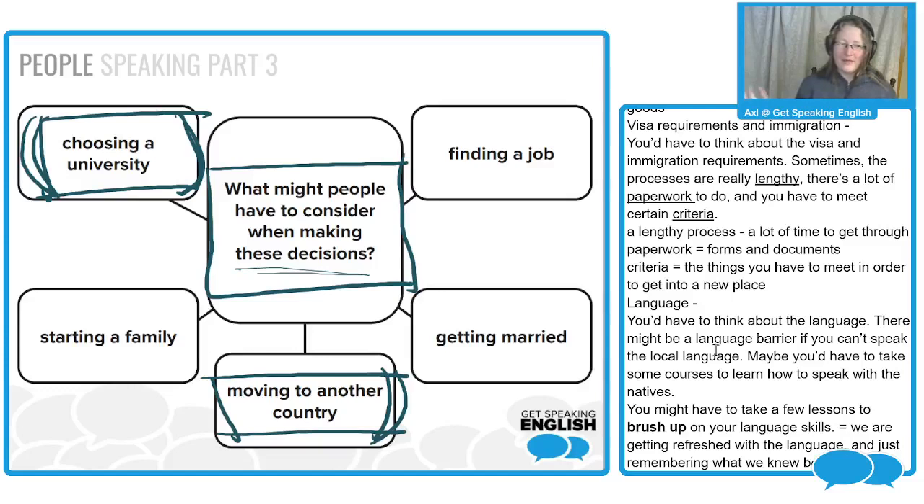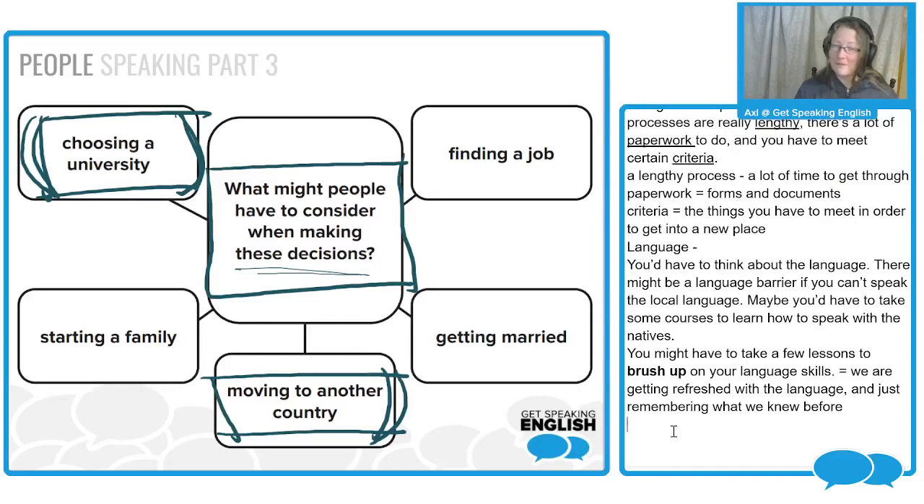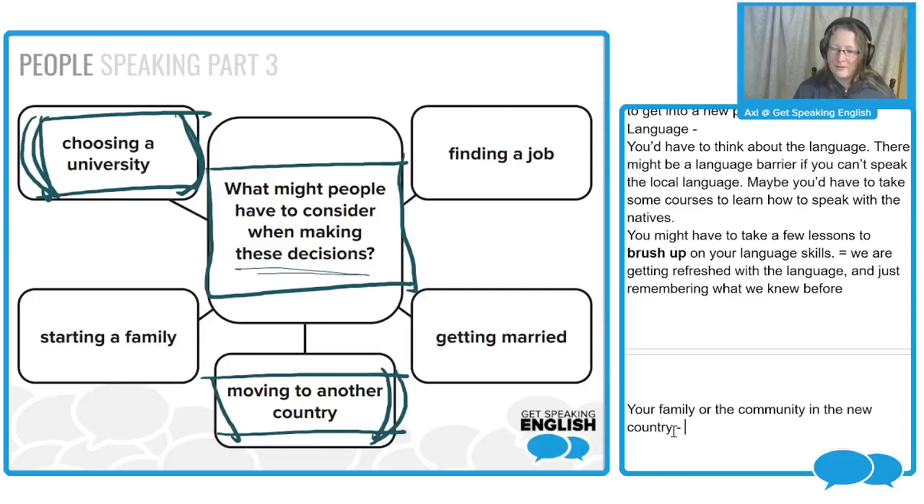Maybe one more. Maybe, how about family? Because we are talking about people, right? So, topic people. Maybe if your family and the community that's there. So maybe your family or the community in the new country. You know, maybe you have people there already. So one thing you'd have to think about is who you know in the country.